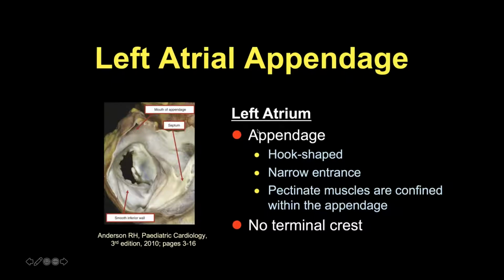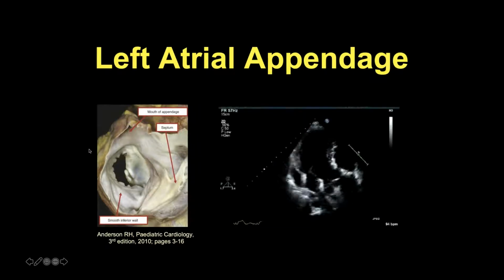And the left atrial appendage is different. That's the left atrial appendage. You have a very narrow entrance. The appendage has a hooked-shape appearance, and the pectinate muscles are confined within the appendage. You don't have any pectinate muscles within the chamber of the left atrium. There's no terminal crest.